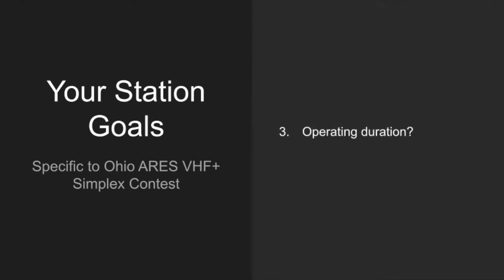And of course, your operating duration. Would you try to run the entire period from 10 in the morning until 4 in the afternoon? Was it your goal just to run from 10 to 12? Afternoon only operation? Whatever it is that you were trying to do, make sure that you've articulated what it was. Then, of course, the number of contacts. Were you trying to make 1, 10, 50, 100? Whatever it is, specifying it will help you.